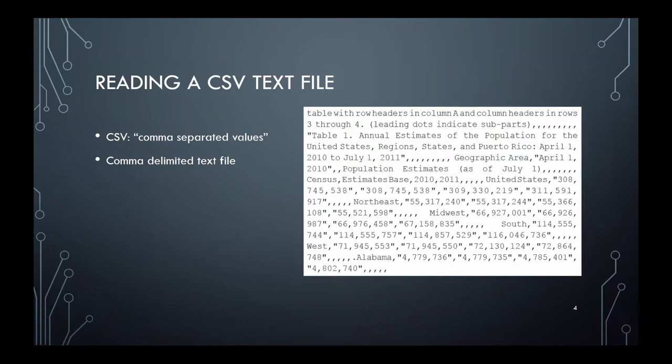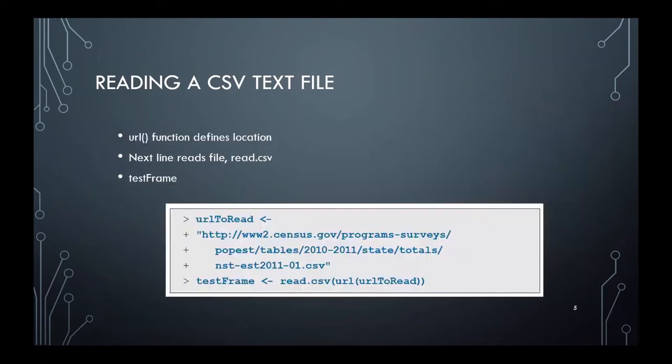CSV stands for comma separated value. It is a comma delimited text file. If you open them, it looks like a mess. Luckily, R knows how to speak CSV, so that's a good thing. So you can find CSV files all over the internet. R can read these files indirectly from the internet if you have the URL to the proper location, okay? So rather than having to download it and then import it, you can just take it right off the internet.